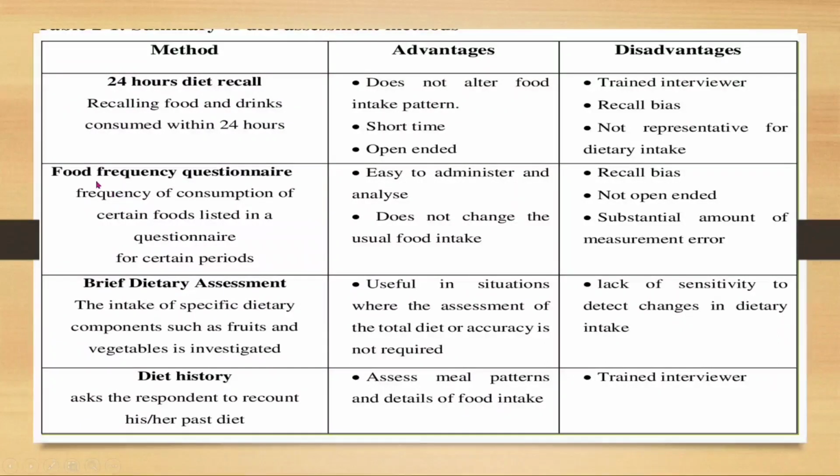Next we can use a food frequency questionnaire. It is easy to administer and does not change the usual food intake, but again there is recall bias. It is not open-ended, it is closed-ended. Open-ended means the patient or the child has the liberty to explain in detail, but this is closed-ended, so he has to choose from the options given, and there is a high chance of measurement error.